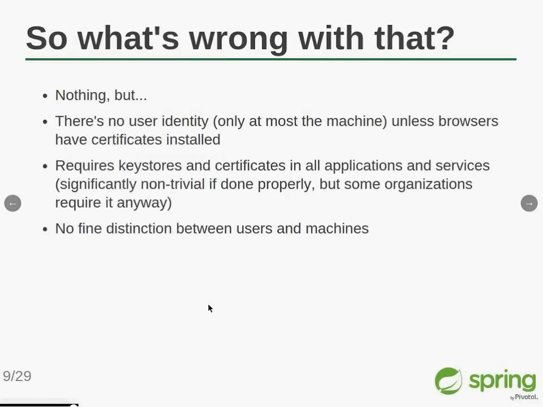There is, however, usually no user identity, at least in the way that I presented it there. It's the machine that's identifying itself with this certificate. And sometimes you can associate a machine with a user if you install it in everybody's browser. So if everybody has their own identity in their browser, then yes, you have user identity. But you certainly don't have a distinction between users and machines.